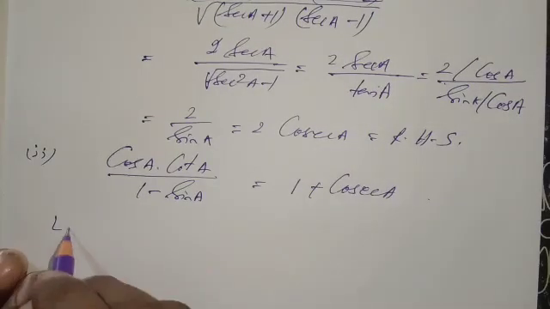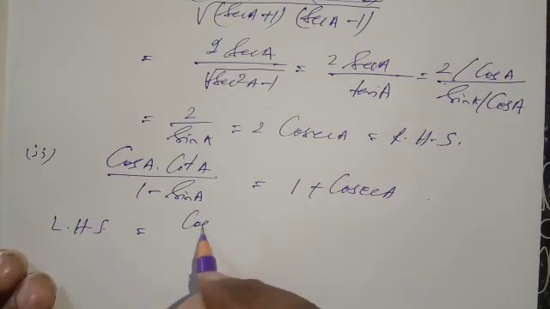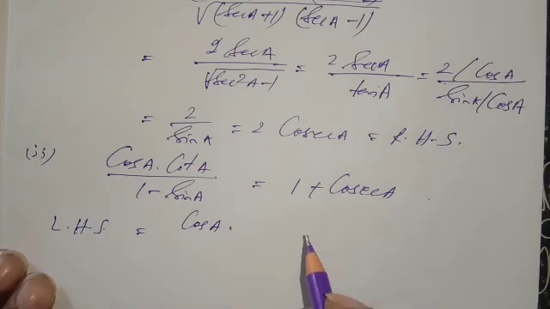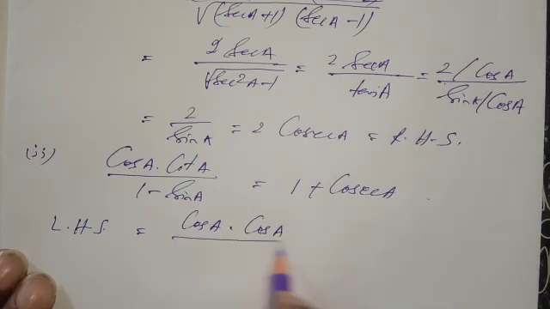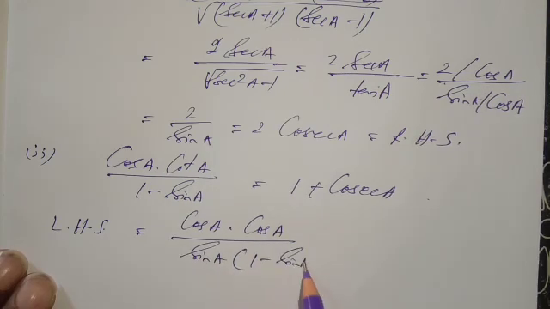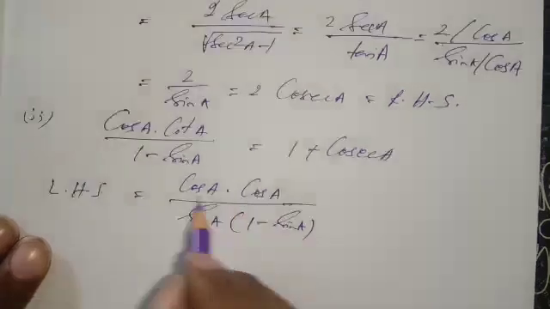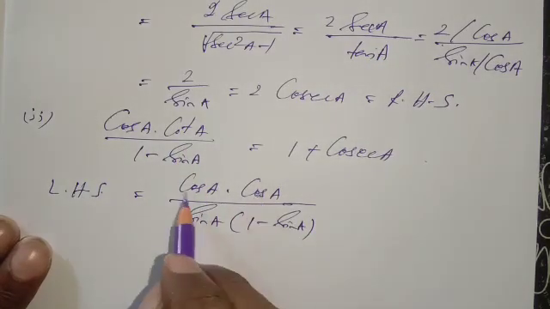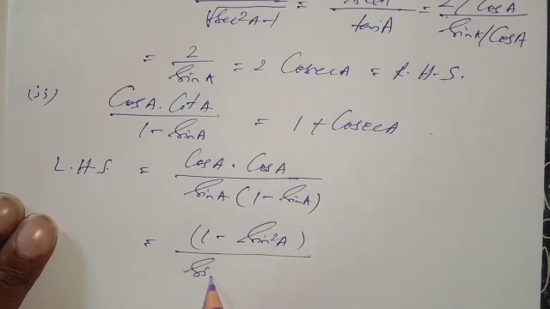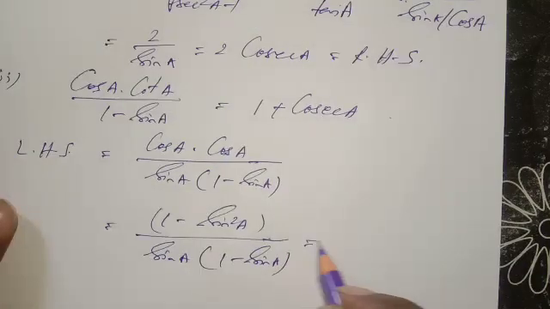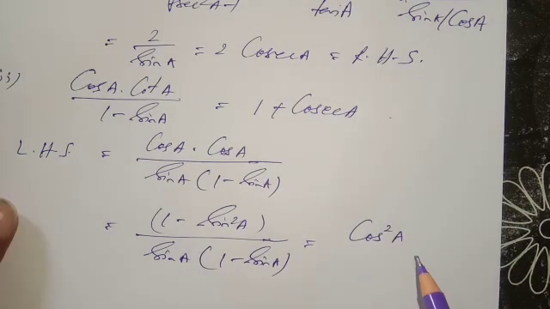First write the left hand side. The left hand side is cos A into cot A. Cot means cos A by sin A. I am writing sin A whole into 1 minus sin A. Is it clear? I am breaking cot into cos by sin. Cos A into cos A means cos square A. Cos square I can write as 1 minus sin square A, by sin A into 1 minus sin A. The 1 minus sin square formula is cos square A.